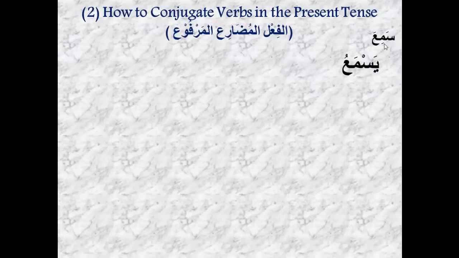Notice how the middle vowel is different. We have a kasra in the past tense, which becomes a fatha in the present tense. Yasma'u means he hears. Yasma'una. Hum yasma'una. They hear. Again, we've added una to the end. That tells you it's plural.